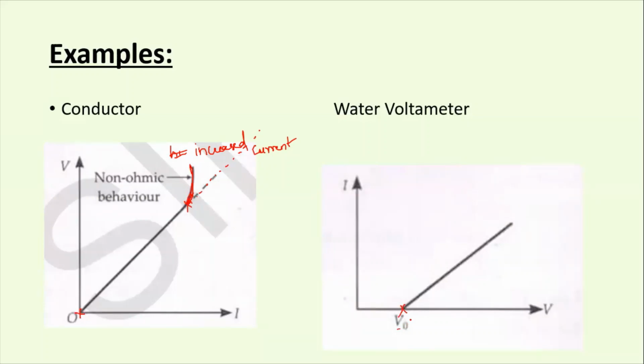The VI graph, even though it is a straight line, passes through some point other than the origin. If this is 0, the origin, this is a point with the increased voltage. For the water voltameter, this will be equal to 1.67 volts. So the graph starts only at 1.67 volts. Till then, there is no variation of current with regard to voltage. So this is another example of non-ohmic behavior.